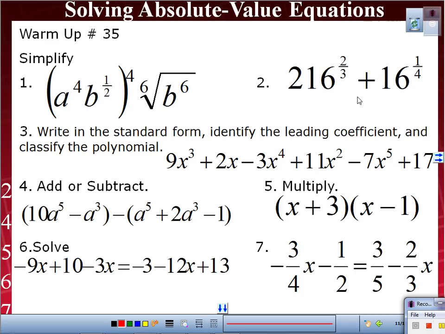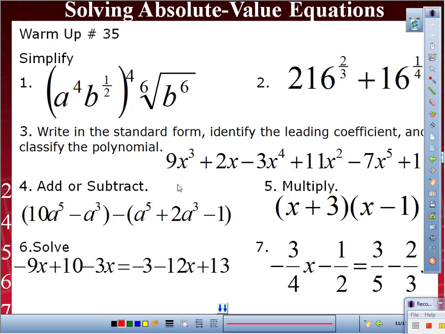I'm going to go over the warm-up with you just to make sure you got these correct and so you can see the process for each one of these. Here we go. I'm going over number one.